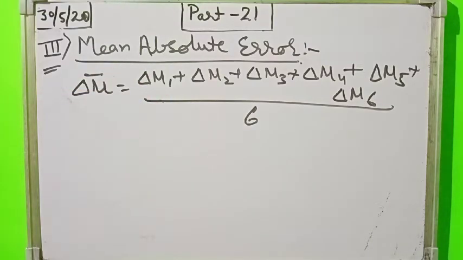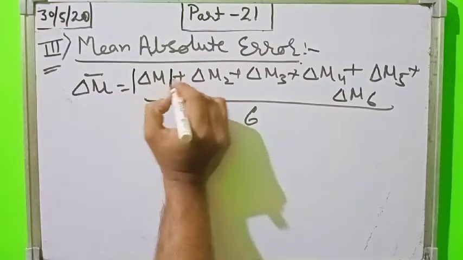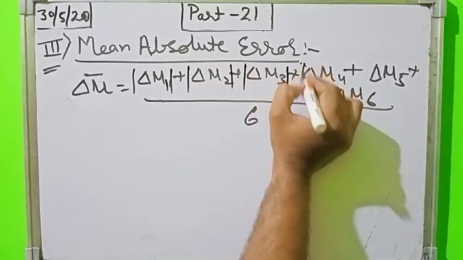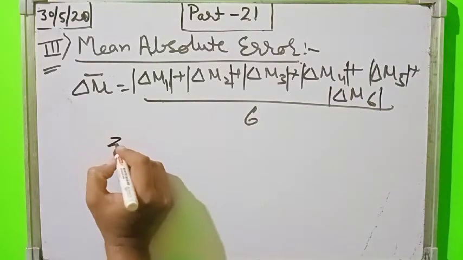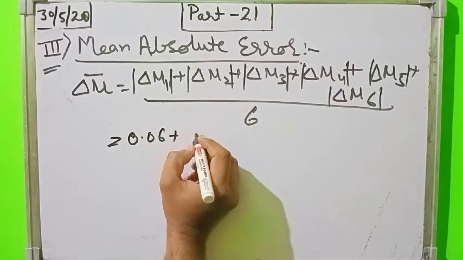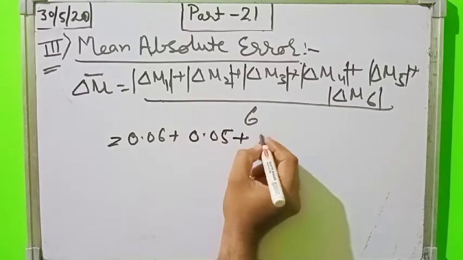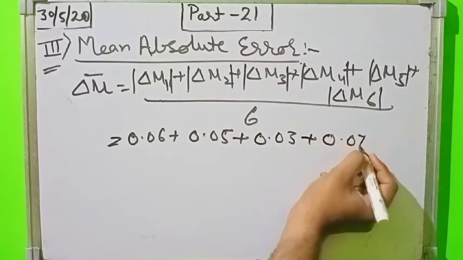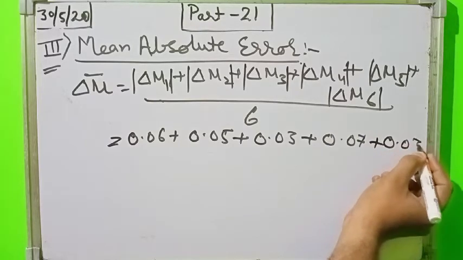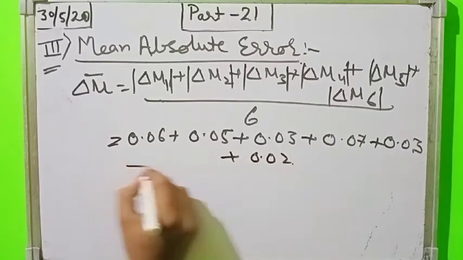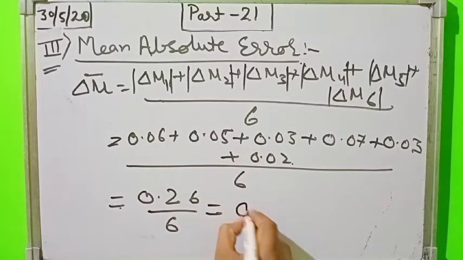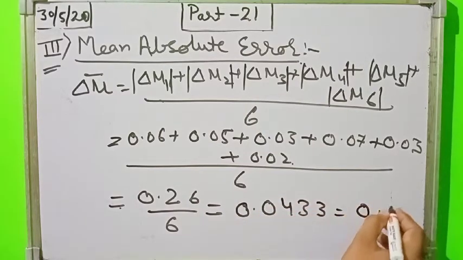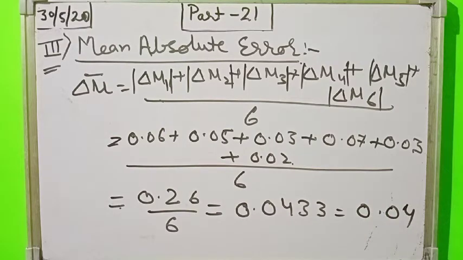And as I had discussed while discussing the topic, here we will take only the magnitude of the error, not positive or negative. For mean absolute error we consider only the magnitude of the error, and it is equal to 0.06 plus 0.05 plus 0.03 plus 0.07 plus 0.03 plus 0.02 divided by 6, and it is equal to 0.26 divided by 6, which is 0.0433, that is equal to 0.04. It is equal to mean absolute error.